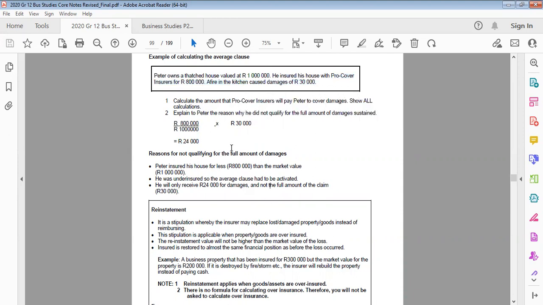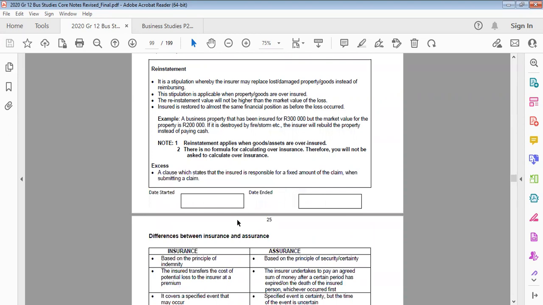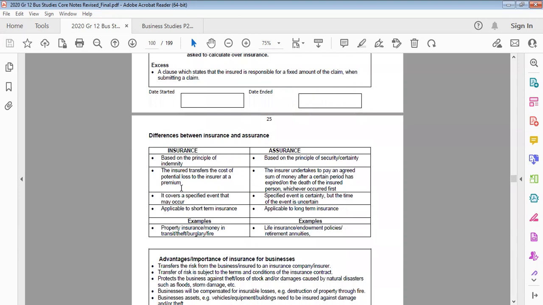Okay, so that 6K is the excess that is normally paid by the insured. Okay, good stuff. Then we're going on to the differences between insurance and assurance. Insurance is based on the principle of indemnity, whereas assurance is based on the principle of security. So insurance is indemnity and assurance is security. Why is this the case?